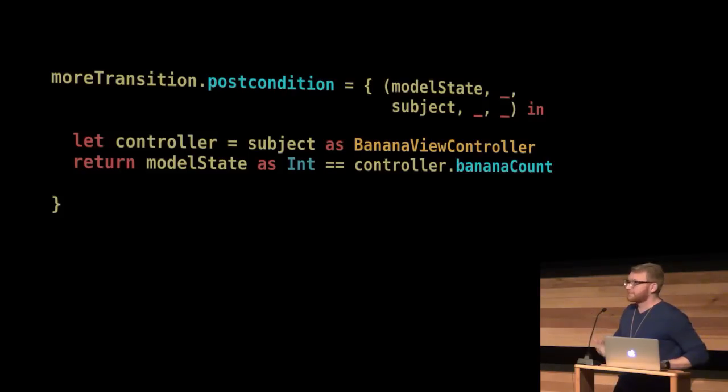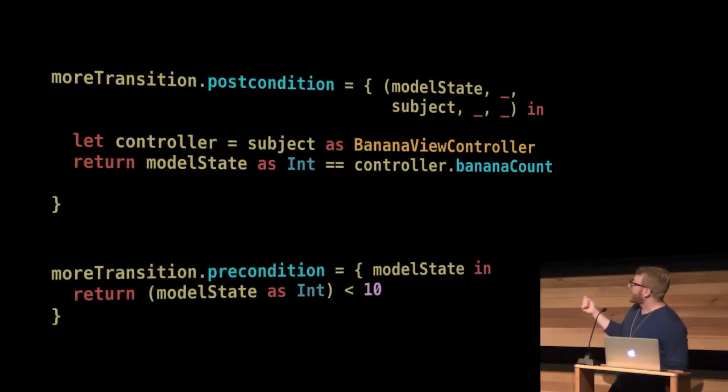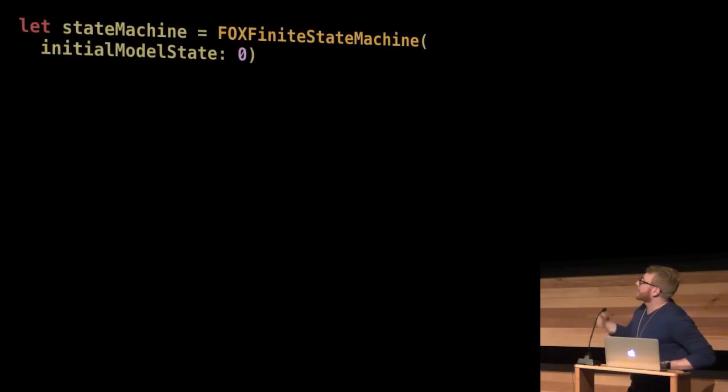And we also have to specify to Fox, because if you recall, you can't have more than 10 bananas, because that would be bananas. All right. So we have to specify to Fox, hey, there's a precondition. You can only do a more transition if you have less than 10 bananas, right? So finally, hooking this all up, we just get our state machine, the initial model state, the state that we start out with, is a count of zero.